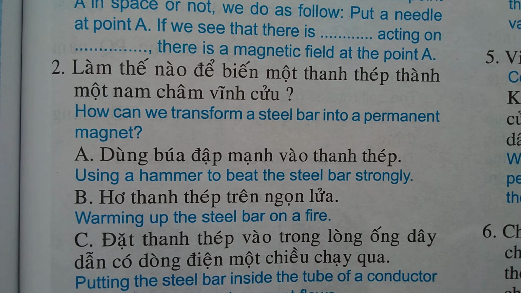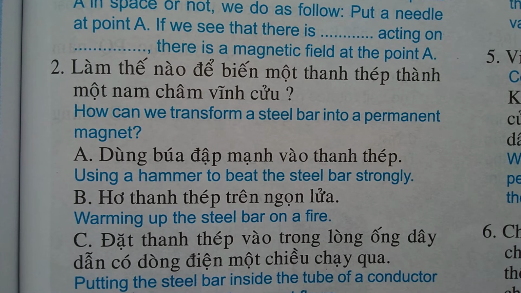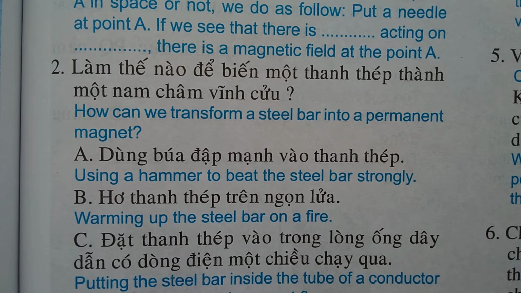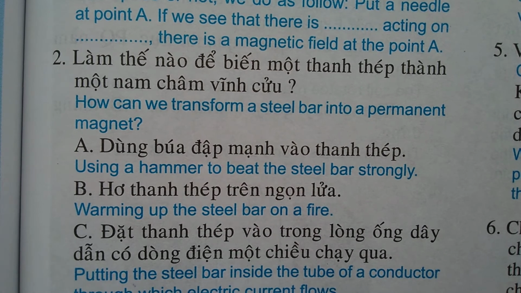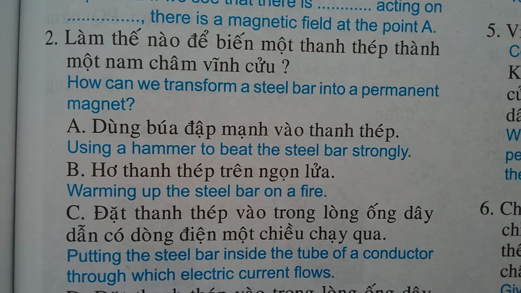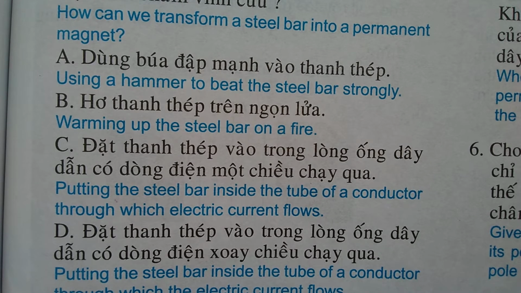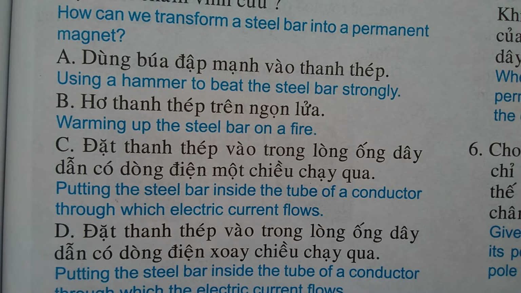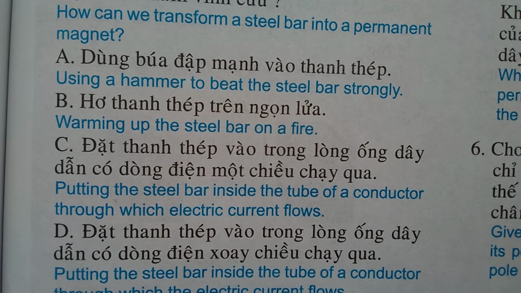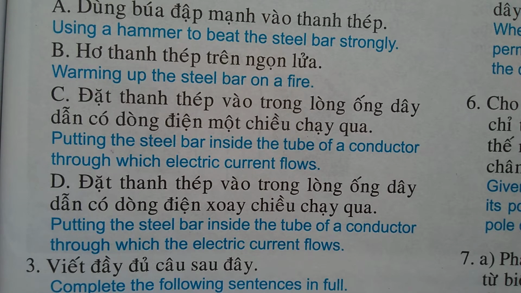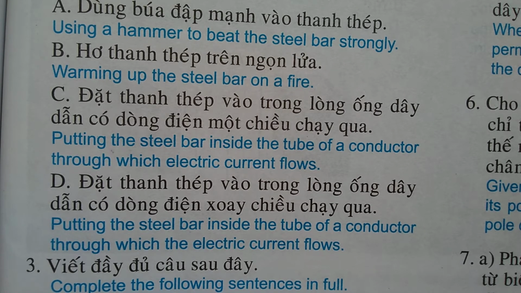How can we transform a steel bar into a permanent magnet? Using a hammer to beat the steel bar strongly, warming up the steel bar on a fire, putting the steel bar inside a tube of a conductor through which electric current flows, putting the steel bar inside the tube of a conductor through which the electric current flows.